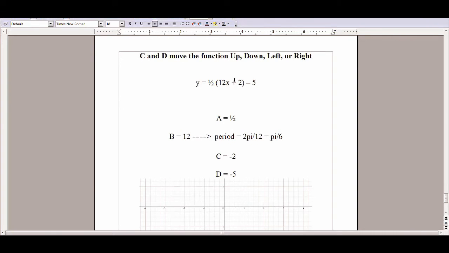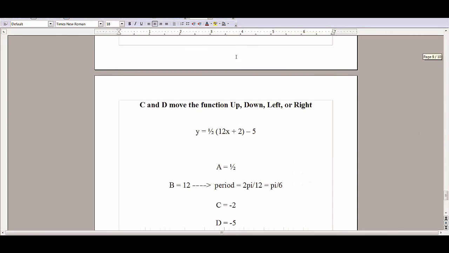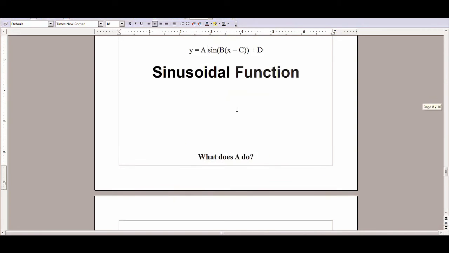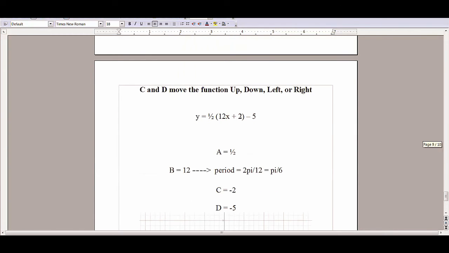And now let's just do one of those problems. So y equals 1/2 times sine of 12x plus 2, minus 5. A is 1/2, obviously. B is going to be 12, but you have to put that in the period formula. So 2 times pi divided by 12. That's going to make pi over 6 the period. And then C equals -2, because basically, this function was negative here. Well, now it's positive, so this must be a negative.